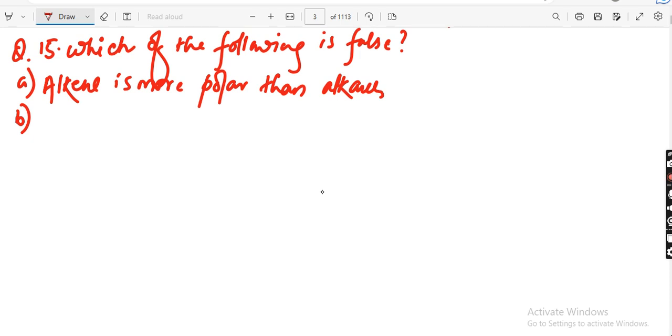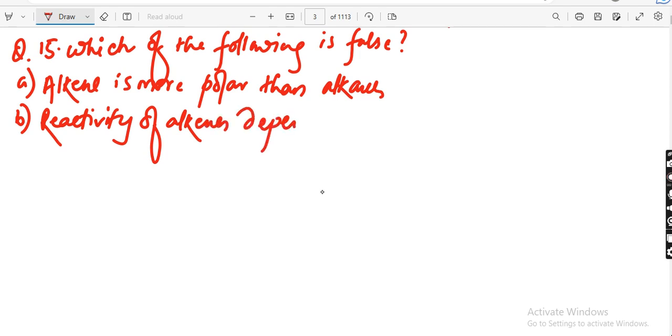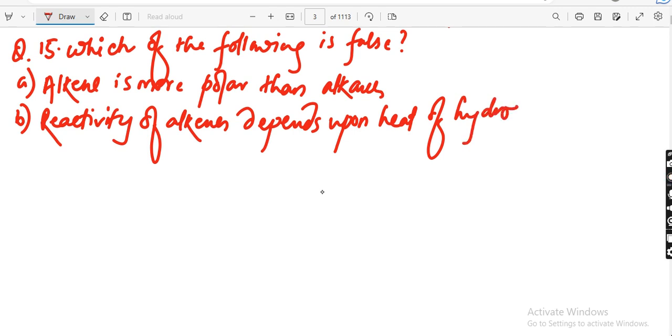Option B, reactivity of alkene depends upon heat of hydrogenation. This is right.